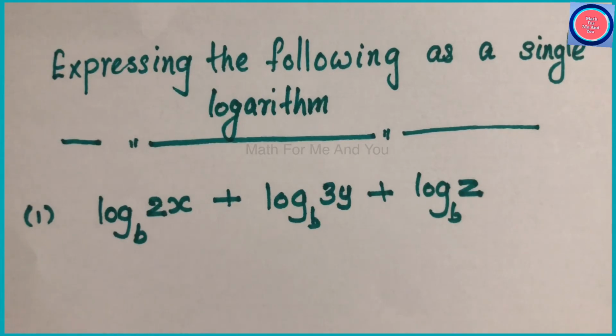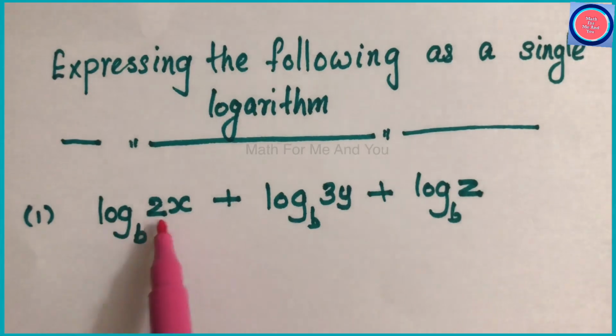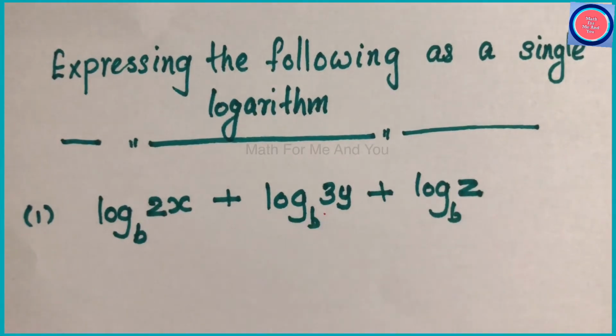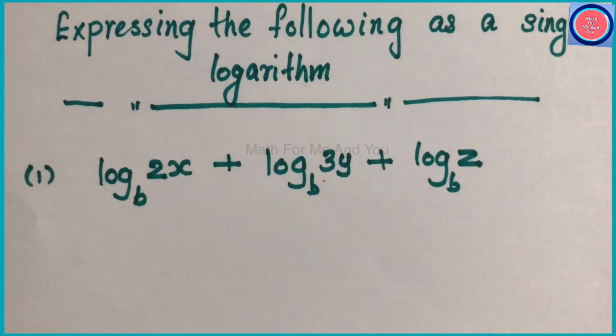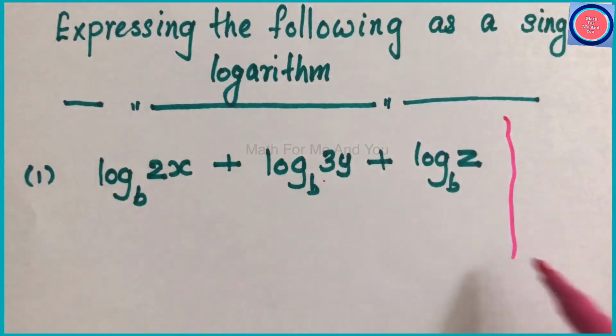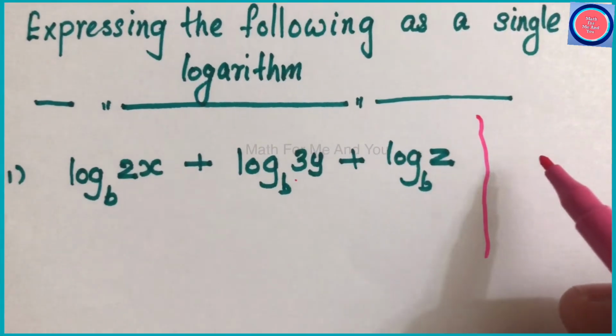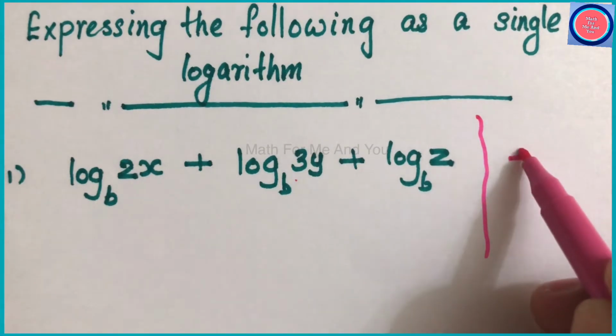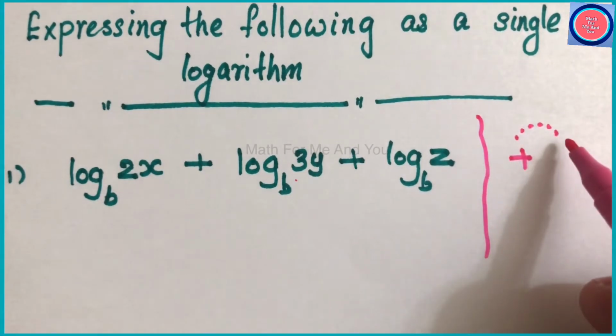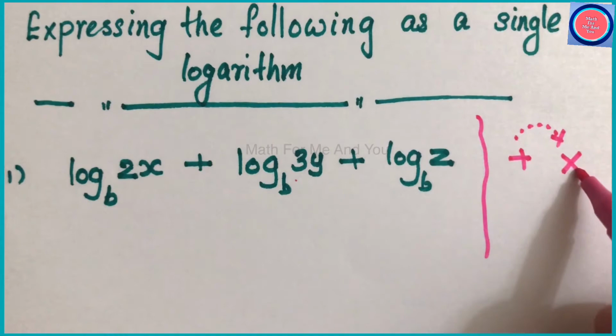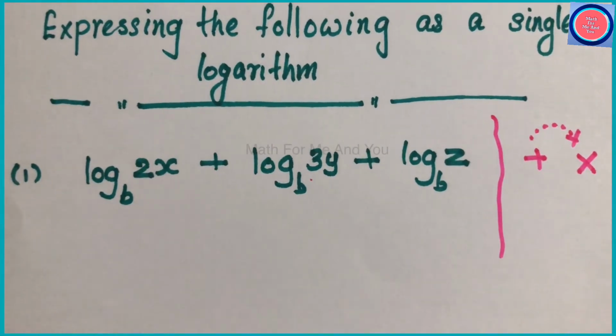Consider a question. Express the following as a single logarithm. And here we can see 3 logarithmic terms. We have to express with one logarithm. Log 2x to the base b plus log 3y to the base b plus log z to the base b. We start with single logarithm, and remember when we express as a single logarithm, plus or addition, we have to change with the operation times, multiplication.